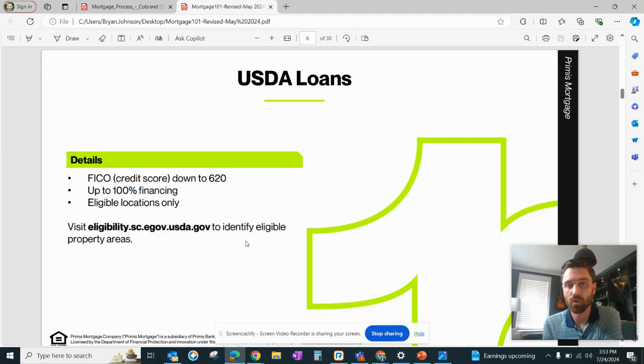USDA, or Rural Development, has a specific map, and I can provide that link for you. You'll have to look at it because every county is different, with slightly different income limits for this program. But this is 100% financing, so if you qualify, your credit score is 620 or higher, and you meet the income limits, then you can buy a house with no money down.